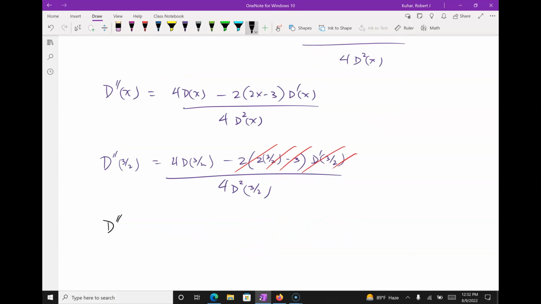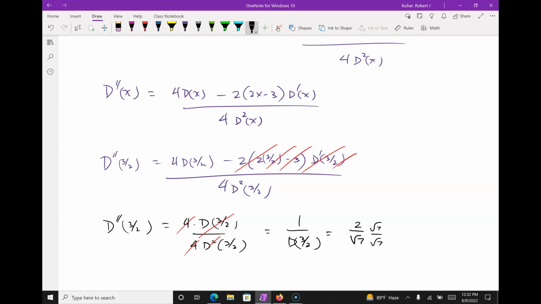So I have d double prime of 3/2 is equal to 4 times the distance at 3/2 over 4 times the distance squared at 3/2. Of course, the 4 goes away, and one of the distances goes away. So I get 1 over the distance at 3/2, which of course I know is square root of 7 over 2. So I get 2 over square root of 7, or better yet, 2 square roots of 7 over 7, which is definitely positive, right?